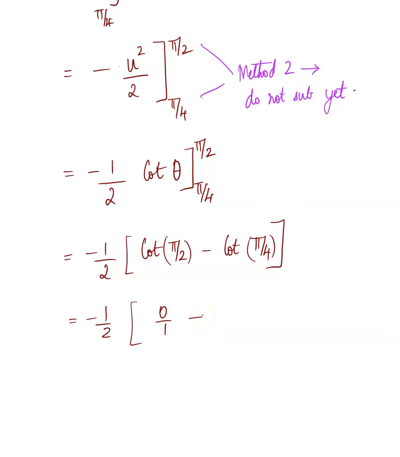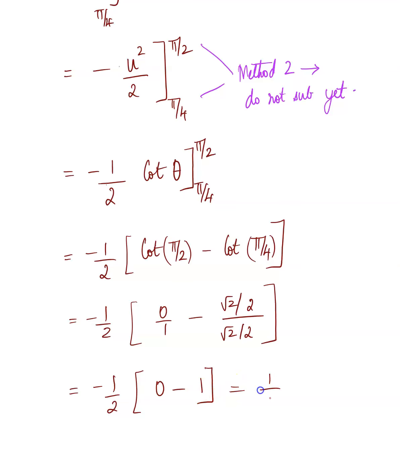And 45 degrees, right? 45 degrees is root 2 over 2 comma root 2 over 2. That's the coordinate. So it's going to be root 2 over 2 x coordinate divided by the y coordinate, which is basically 1. 0 minus 1. So it's negative half times negative 1, which is positive half.